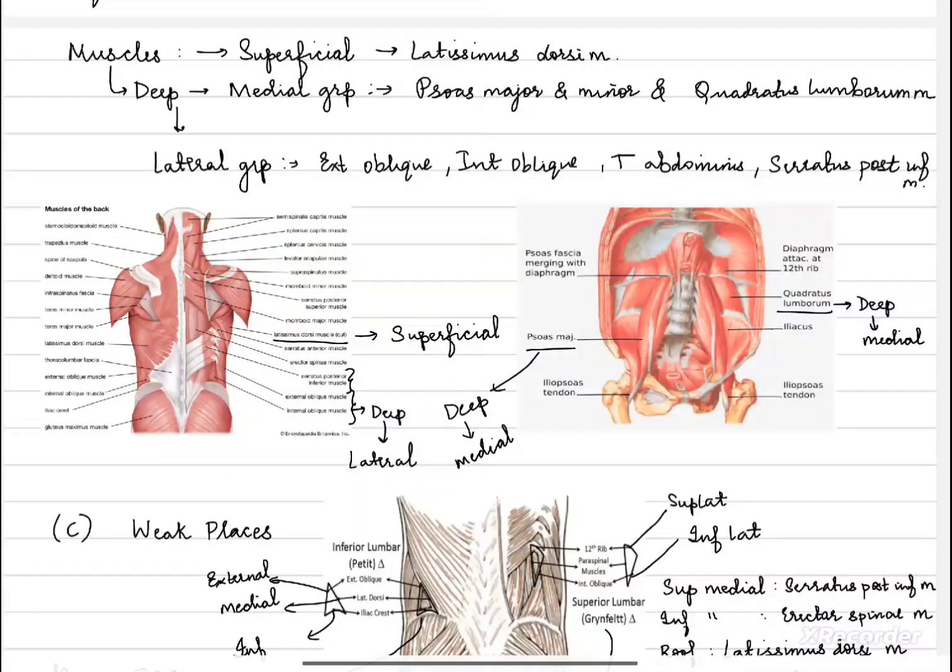See. Now superficially there is latissimus dorsi muscle. Now deep there is medial and lateral. Medially there is psoas major, psoas minor and quadratus lumborum. And laterally there are deep ones. Which are those? Serratus posterior inferior muscle, external oblique muscle, internal oblique muscle and transverse abdominis.